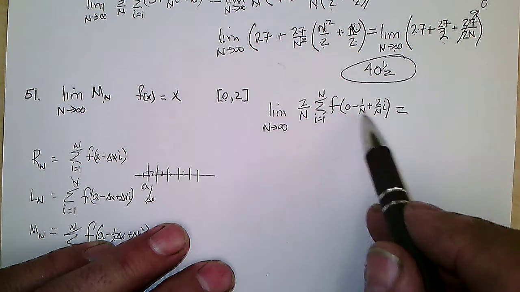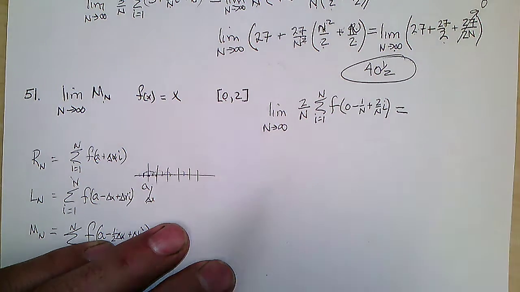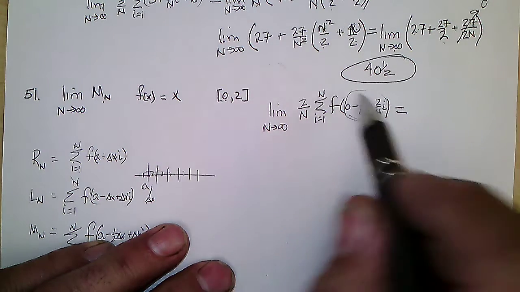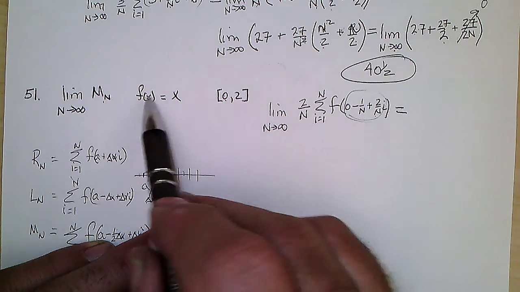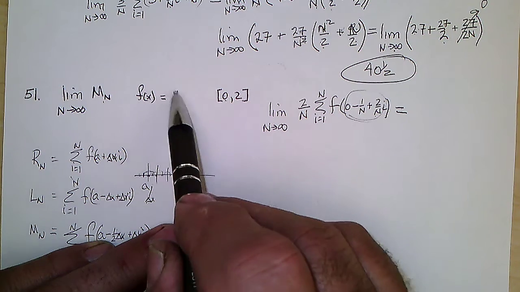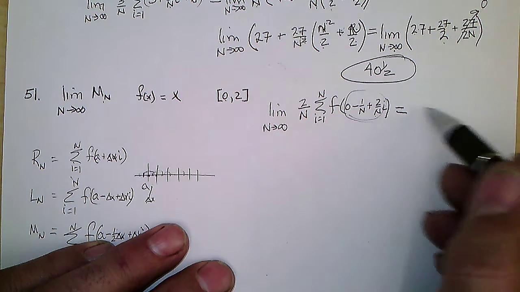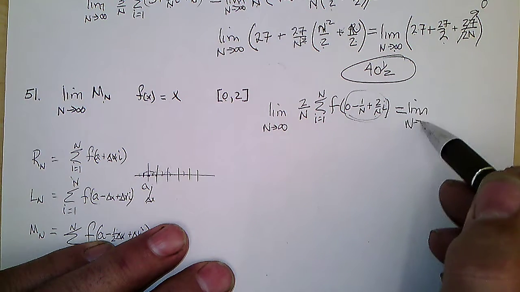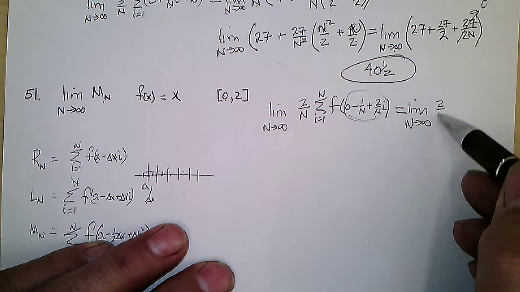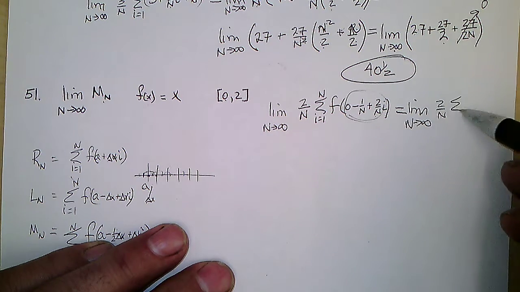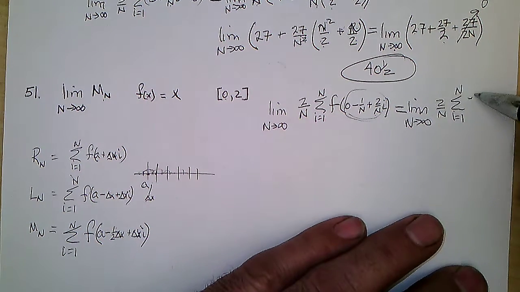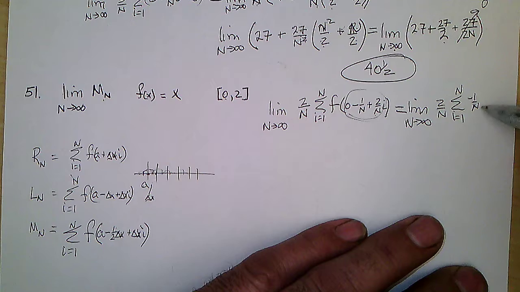So this 0 is not going to do anything. I'm going to have to plug this into f, which is just x, so y is equal to x, and so it's just going to be the limit as n goes to infinity of 2 over n times the sum as i goes from 1 to n of minus 1 over n plus 2 over n i.